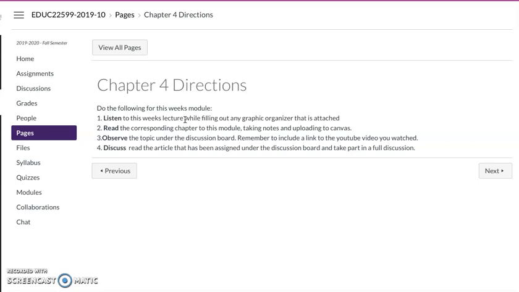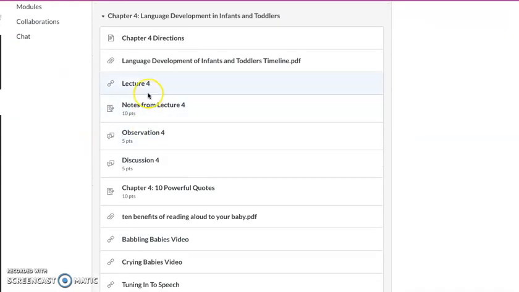Next, you're going to observe the topic under the discussion board. The topic is that it would like for you to search on YouTube for a video of a baby and reflect on that. And then the last thing is to discuss. It wants you to read an article that's been assigned under the discussion board and then take part in a full discussion. So let's see where all this stuff actually is.